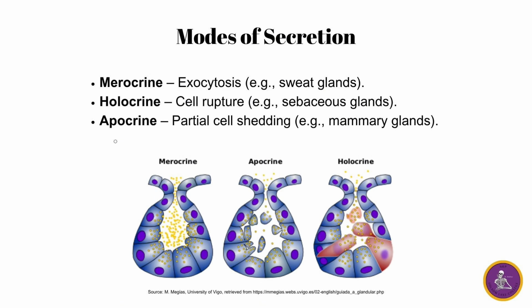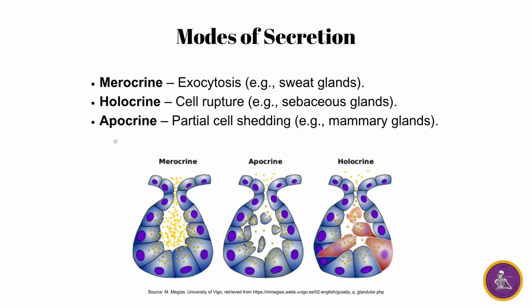Holocrine secretion involves the rupture of entire cells, which release their contents into the duct. This is seen in sebaceous glands, where whole cells fill with oil, burst, and become part of the secretion.